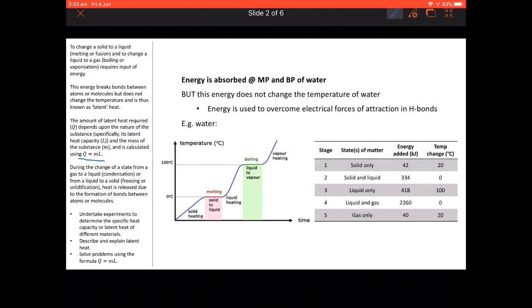During the change of state from a gas to a liquid, condensation, or from a liquid to a solid, freezing or solidification, heat is released due to the formation of bonds between atoms or molecules.